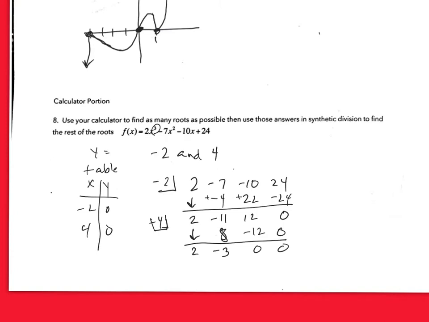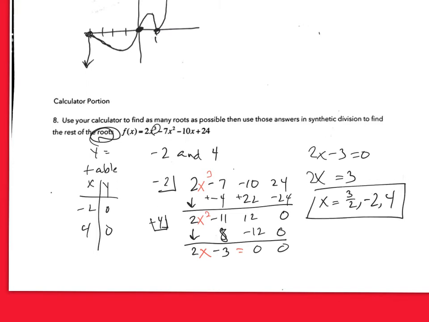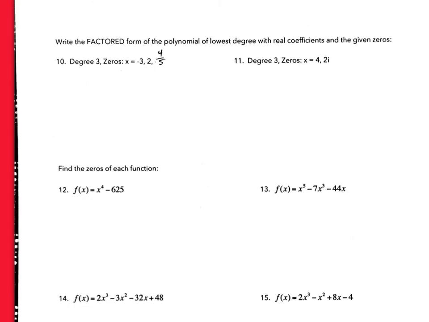So now we have to figure out what we have. This started off as x to the third. Every time you go underneath the division line, x squared, go under the division line one more time, so it looks like we have 2x minus 3 equals 0. The question says to find the roots. So we have 2x equals 3, x equals 3 over 2, and of course we also have the negative 2 and the 4 from the calculator. Those are the roots.